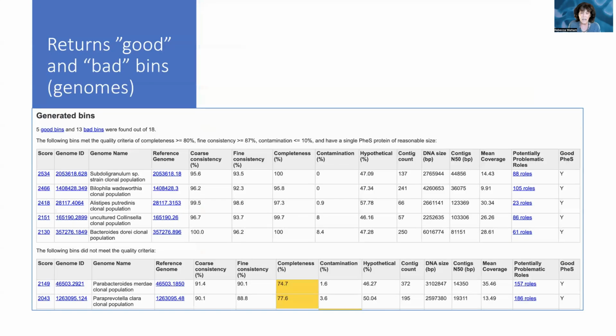So if I were to go back to this, this one has some yellow because it looks like it's not complete. For this particular genome, it's missing some genes, and for this one as well. Next, we're going to submit a job, and then when it returns, we'll look at the results.